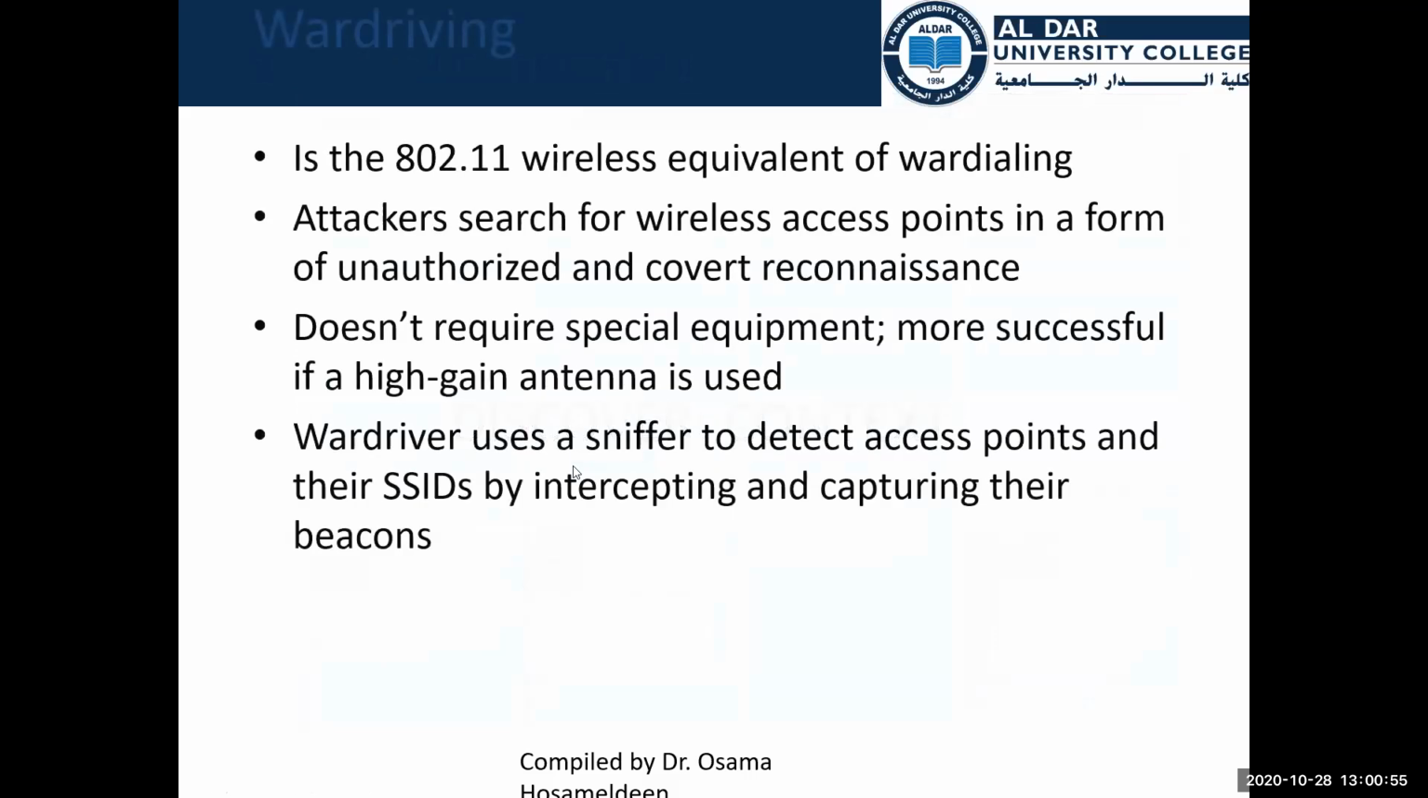Okay, I just want to finish because we don't have too much time. War driving is when attackers search for wireless access points in an unauthorized and covert reconnaissance, just seeking and discovering the access point. This is one of the common attacks in WLAN. So take care of this. This word will be repeated many times, war driving.